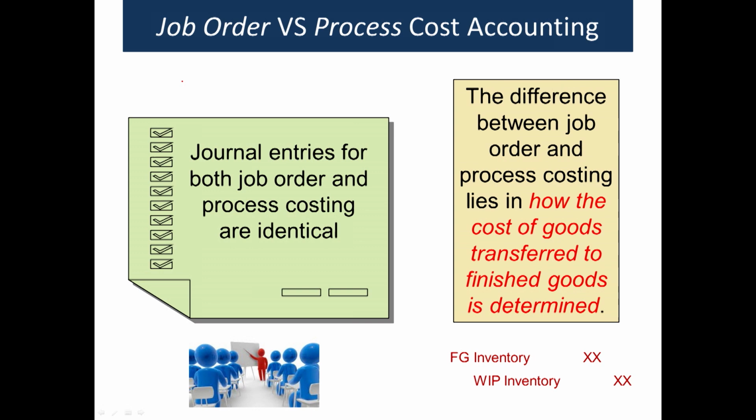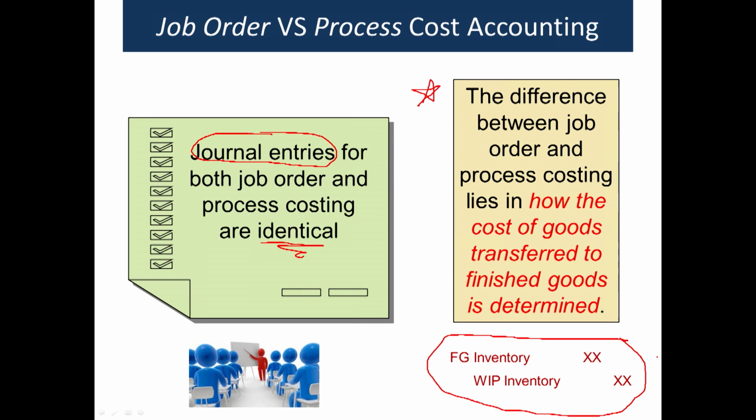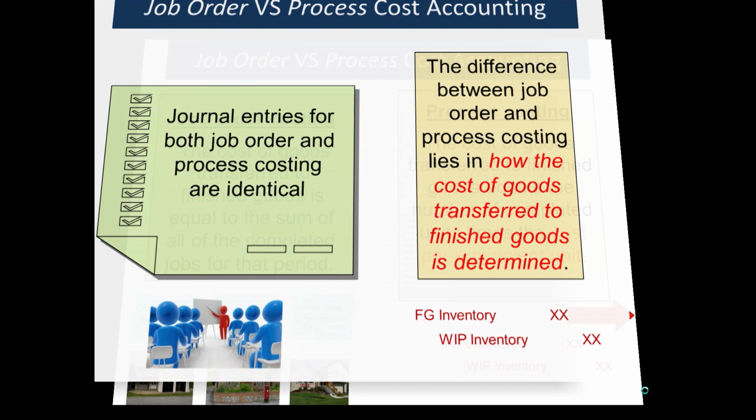Now, the journal entries for both job order and process costing are pretty much identical. And if you did that Connect assignment for today, you saw that, right? The big difference between job order and process costing is how the cost of goods transferred to finished goods is determined, okay? It's the same journal entry when we transfer out of work in process inventory to finished goods inventory, but how we come up with these numbers is different, okay? That is the key, and that's what we're gonna work on today.